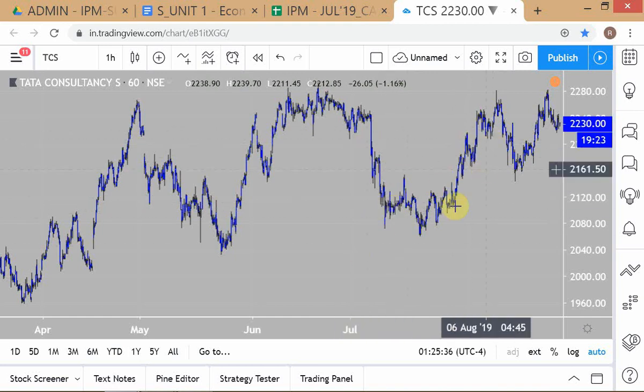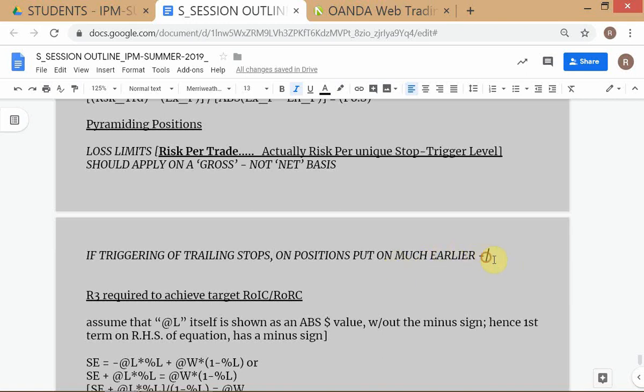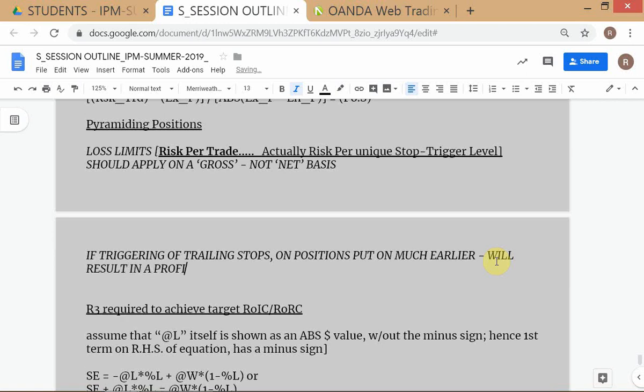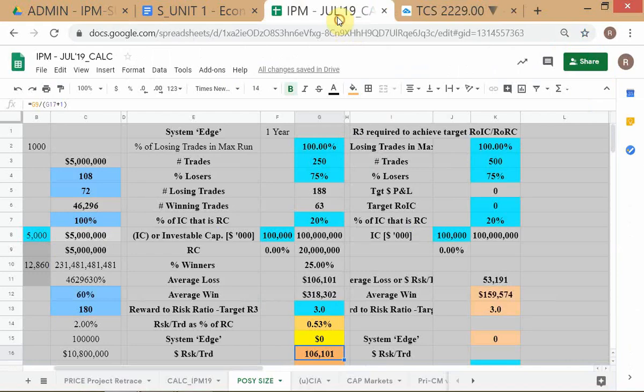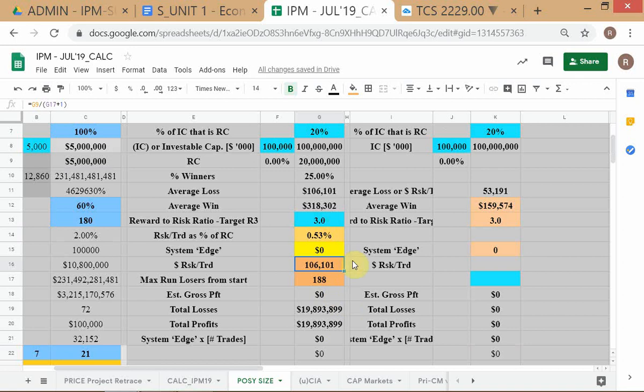Okay, so let's say that profit will result in a profit of, say, X dollars. That X dollars should not be added to the predefined risk per trade. In this case, this is $106,000. For this example that we are discussing, the calculation our system has given us is $106,000 as a risk per trade.